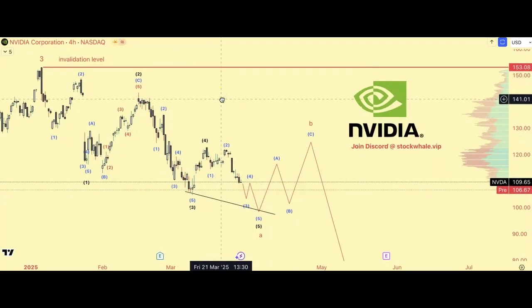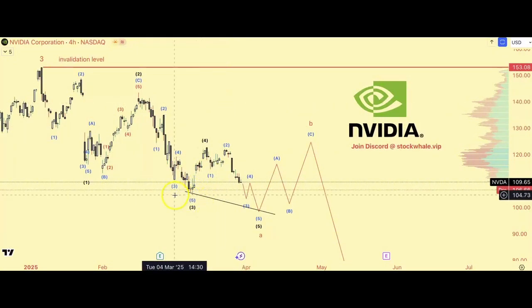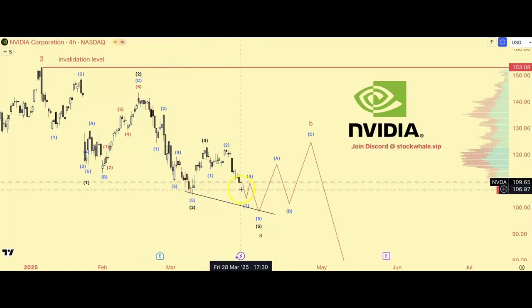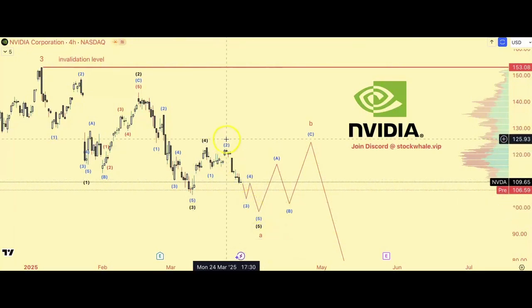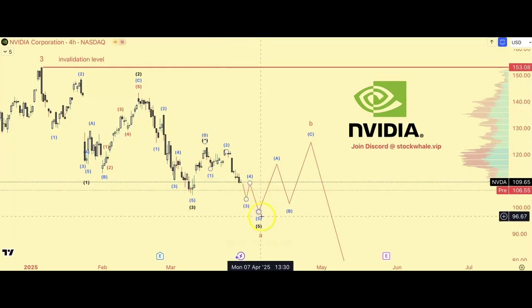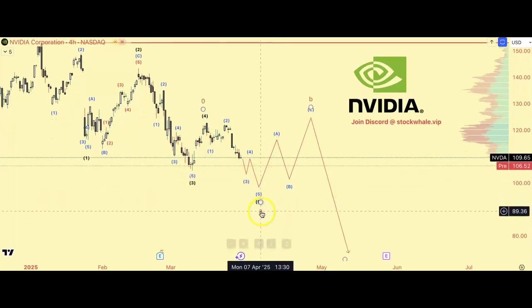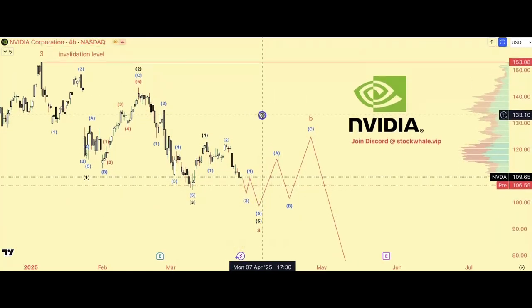With Nvidia, guys, on the shorter time cycles, I'm on a 4-hour chart right now. We are testing the lows here, right? And I do believe that eventually we're going to breach this and break below. I see a sort of impulsive structure that's forming, and we could be going all the way down to make 5 waves here in blue, right? 1, 2, 3, 4, 5, finishing off wave 5 and an A wave here, okay?